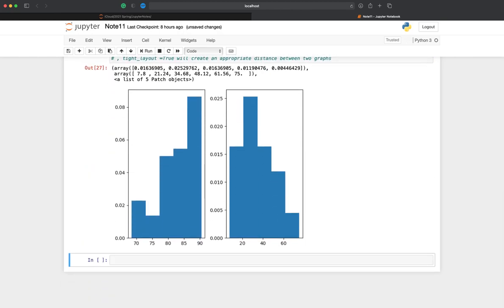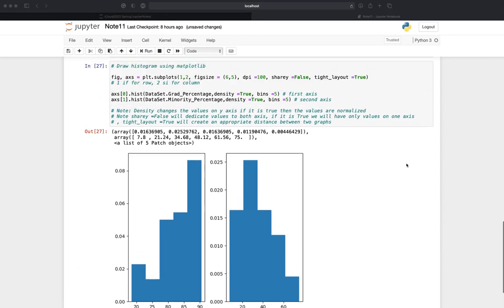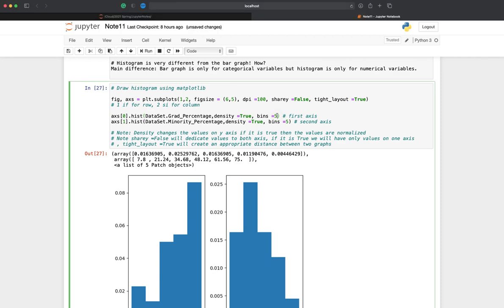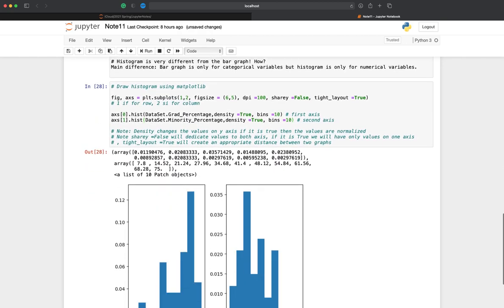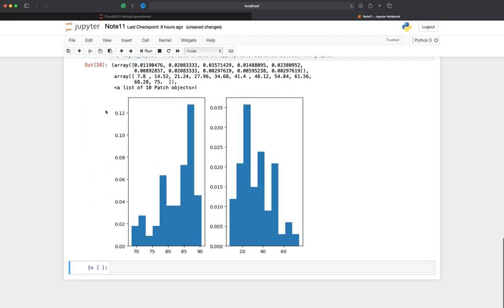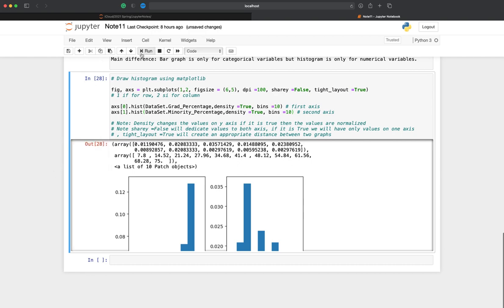Okay, so now let's talk more about histogram. How to interpret histogram. Well, to interpret histogram, we are going to look at three or four main things. I'm planning to draw.